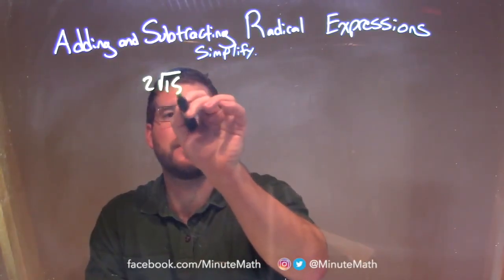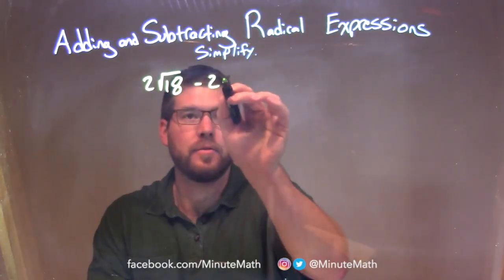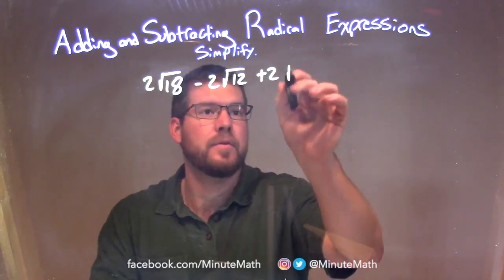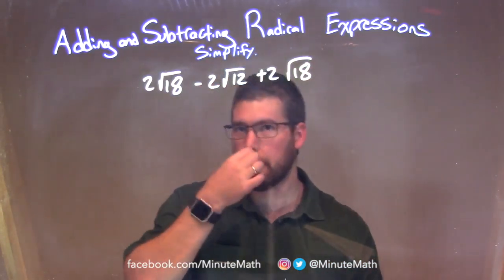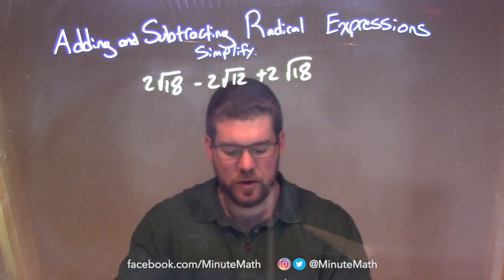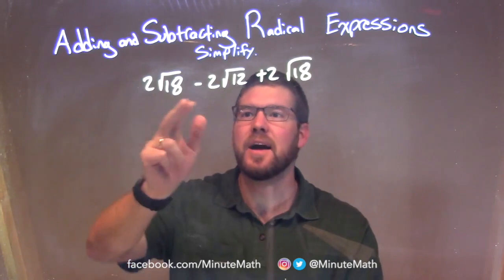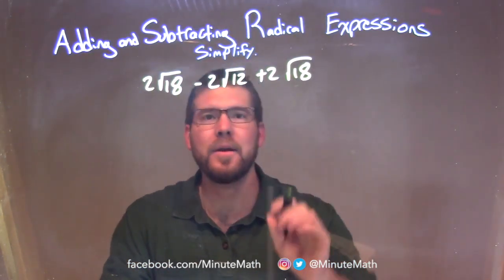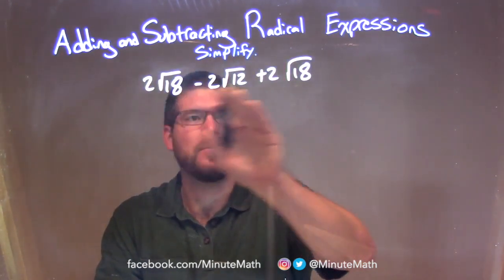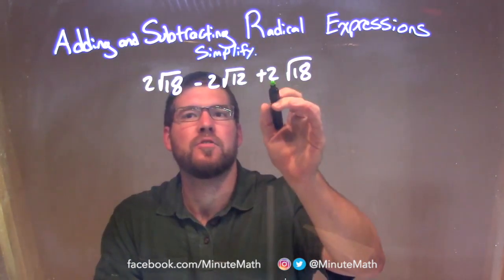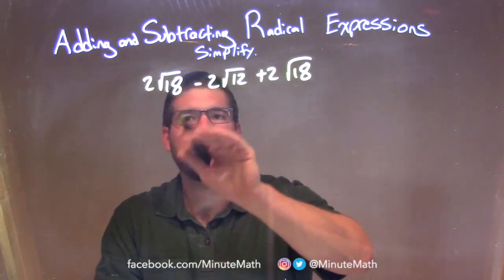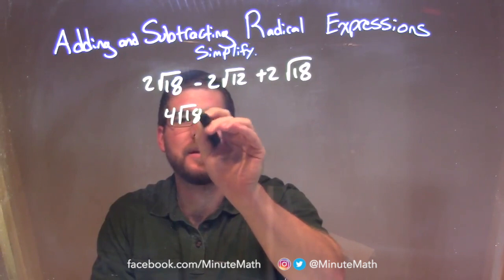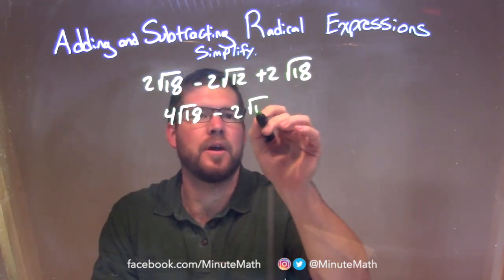2 square root of 18 minus 2 square root of 12 plus 2 square root of 18. Okay? Well, this one I'm going to do a little different. I see I had square root of 18s, right? I have two of them that have the same square root of 18 right there. So what I'm going to do is, I know they have the same square root, I can combine them right away. So I have 2 and 2. I can combine those before I look at the numbers out in front, and I have 4 square root of 18 here, minus 2 square root of 12.